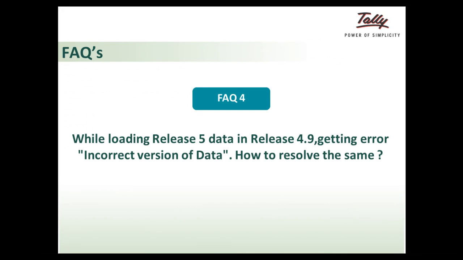While loading Release 5 data in Release 4.9, getting error incorrect version of data. How to resolve the same? Currently, if you have passed any transactions in Release 5, then you cannot load the same data in the previous release of Tally.ERP 9, that is Release 4.9. You need to restore earlier data which was not migrated to Release 5.